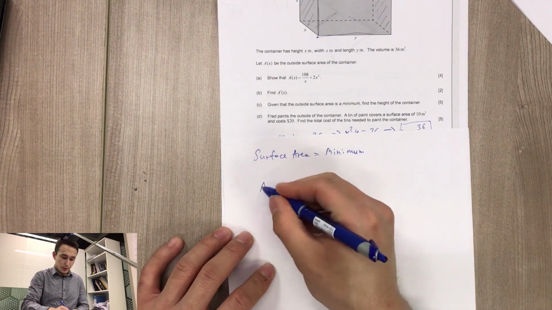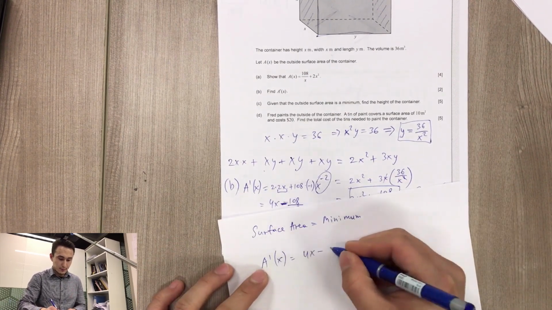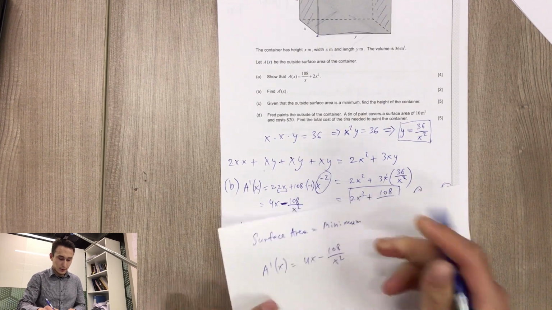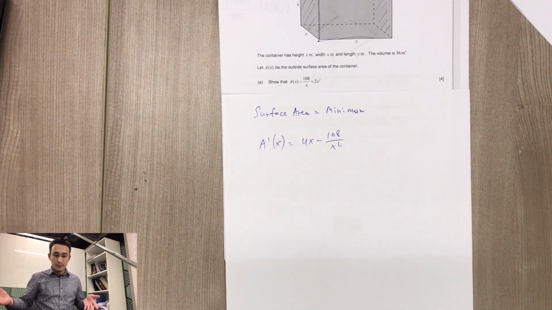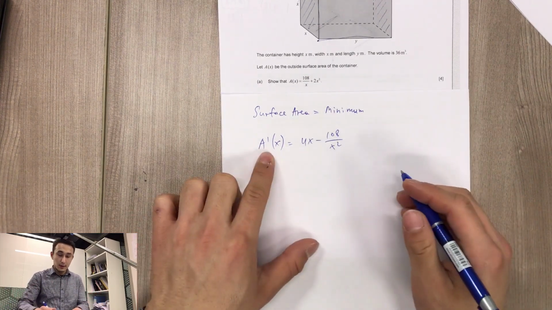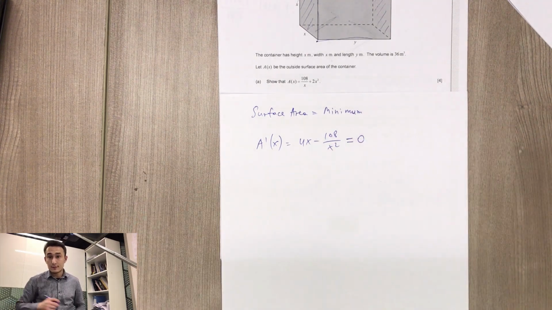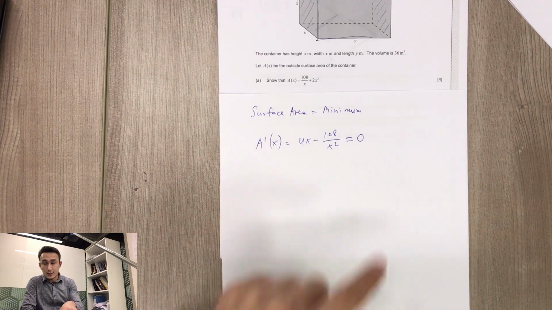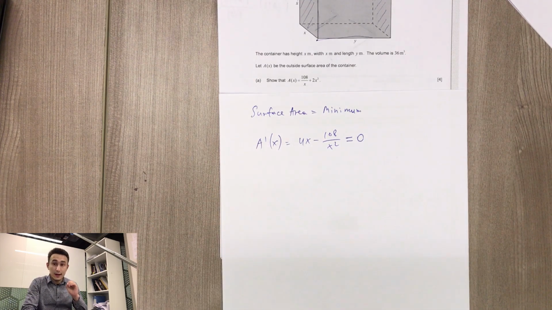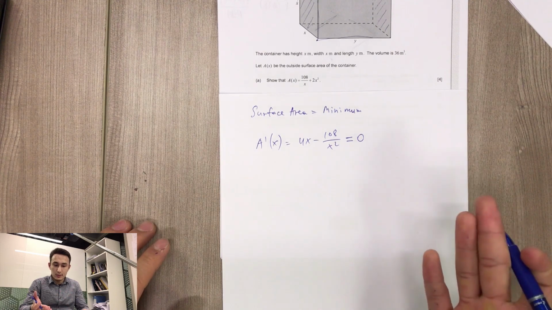Now, we know that the derivative of x was equal to, from the previous step, 4x minus 108 over x squared. Now, the surface area is minimum or maximum only when the derivative is equal to 0. So you set the derivative equal to 0, you will find the value of x for which the area is minimum or maximum. So find the derivative, make it equal to 0.